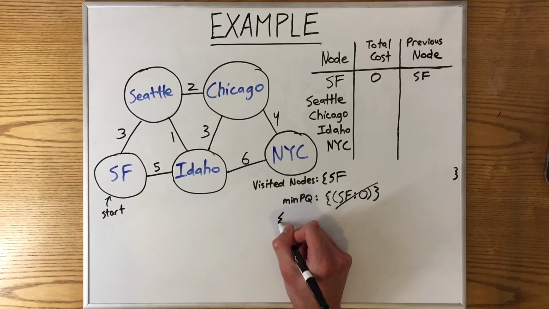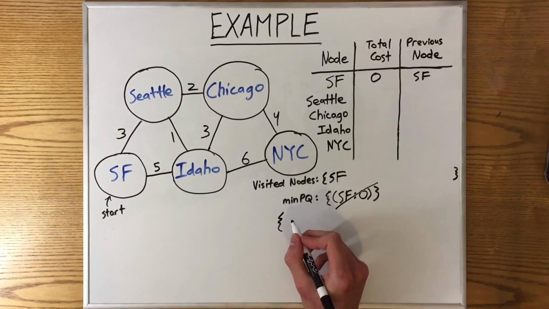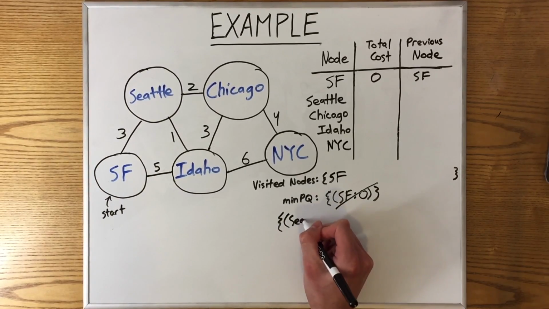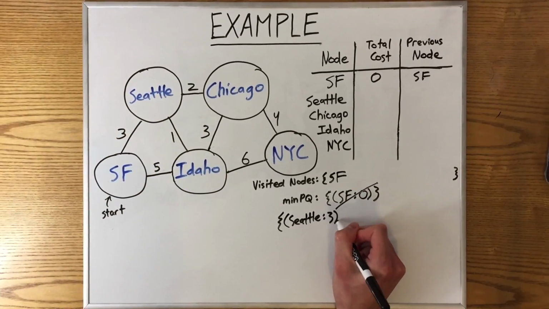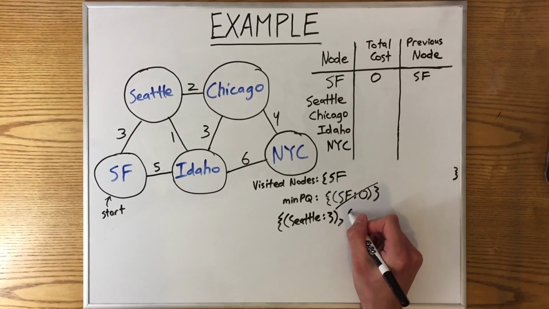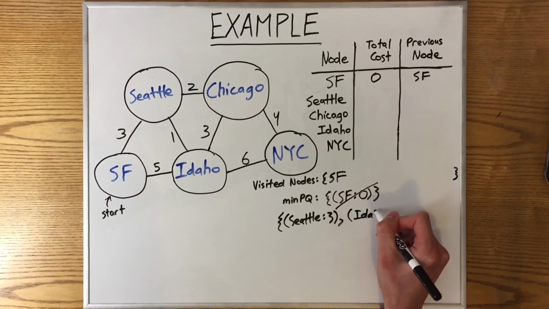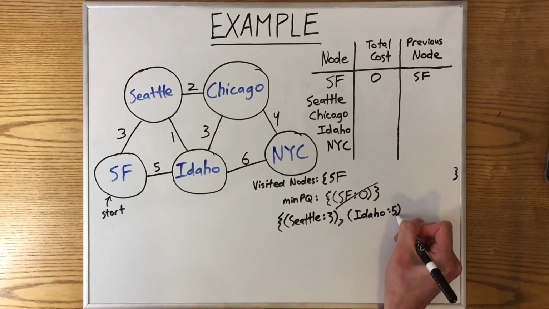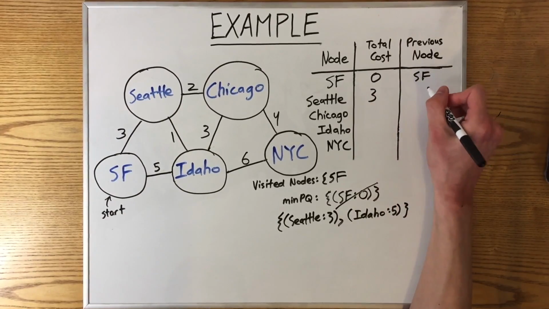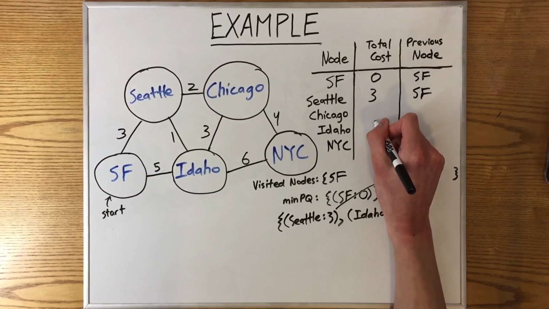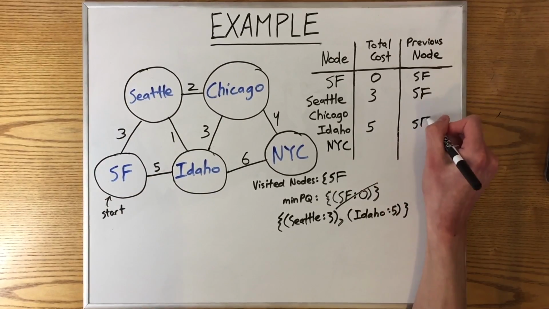And then we add all of the neighbors of SF that are not in our visited nodes list. So that's Seattle, and it's a total cost of 3 from SF, and we see Idaho, total cost of 5 from SF. Okay, and then we update those in our table. So we see Seattle is 3, it comes from SF. We see that Idaho is 5, and it also comes from SF.